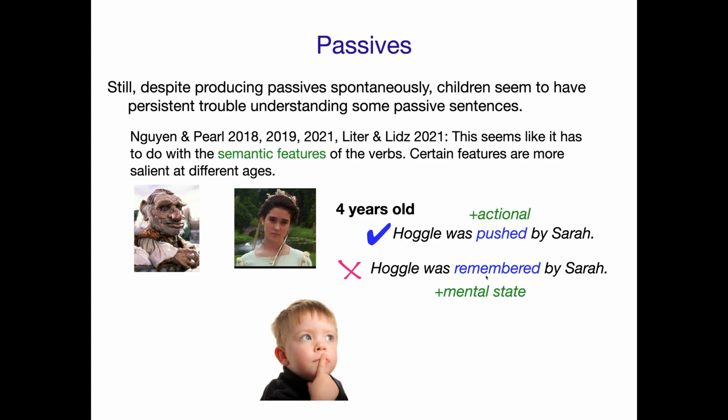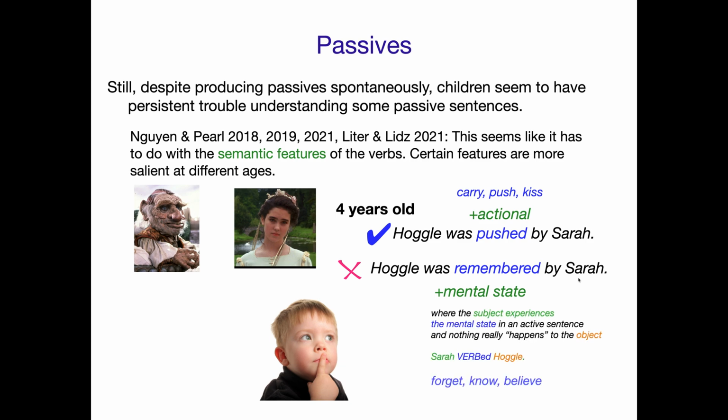Well, remember is really a mental state. It's something going on internally to the person. You can't physically see them remember. You can see the results maybe on their face of them remembering, but you can't see the process of remembering. It's internal, it's a mental state, and mental states seem tougher to figure out. So some other examples of actional verbs that kids do get by 4 are things like carry and push and kiss, and things that they struggle with are forget and know and believe.